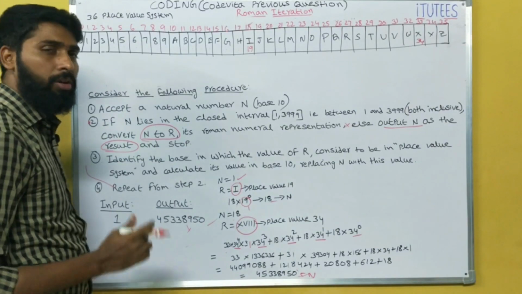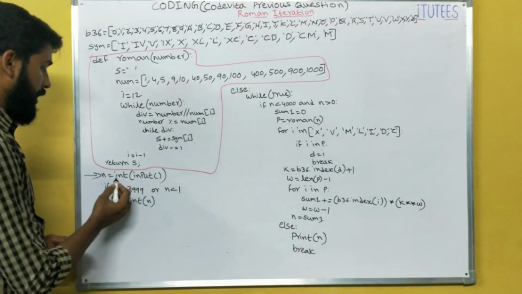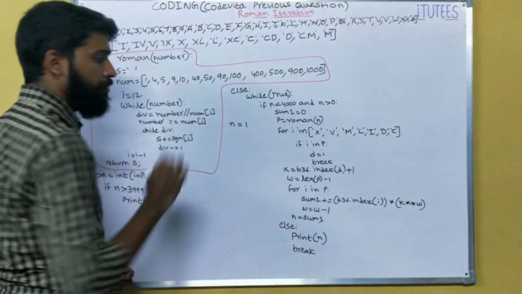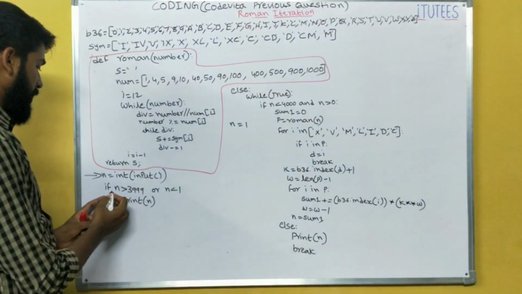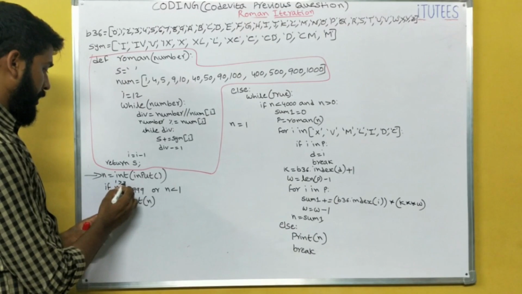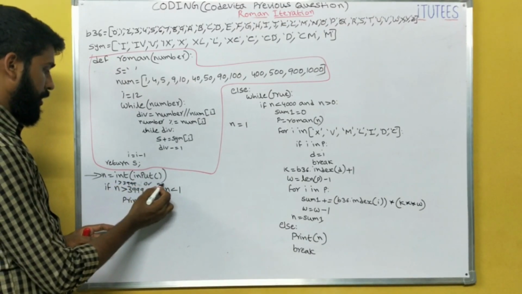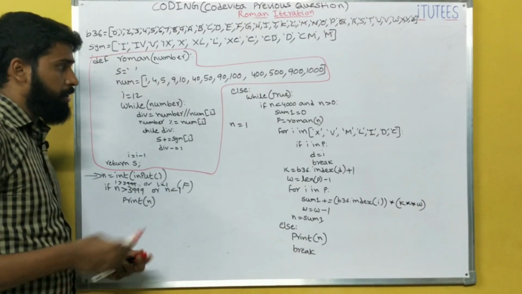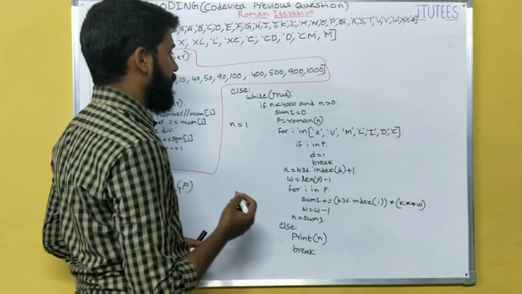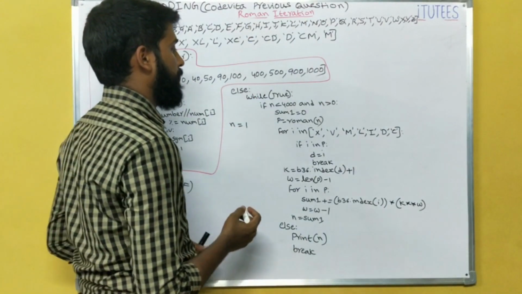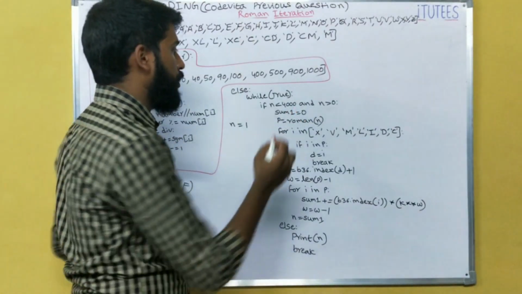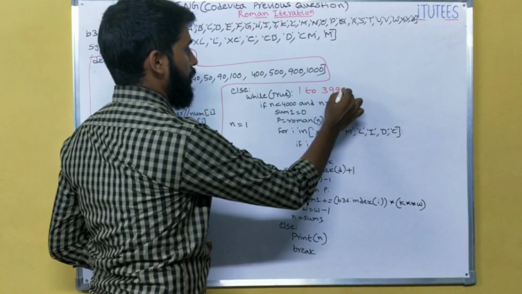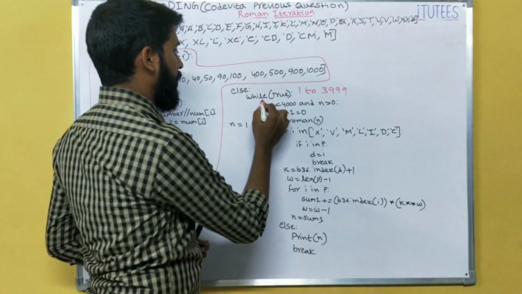So now we are going to see the program. n equals int of input. I am giving n equals 1. Next, if n is greater than 3999 or n is less than 1, both are false. So we go to the else block. So what we discussed, the number lies between 1 to 3999. So this is the condition.